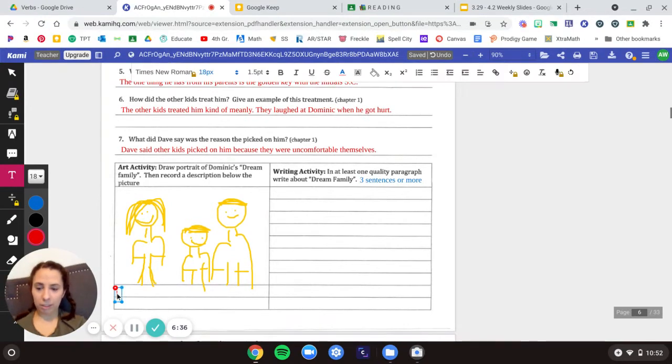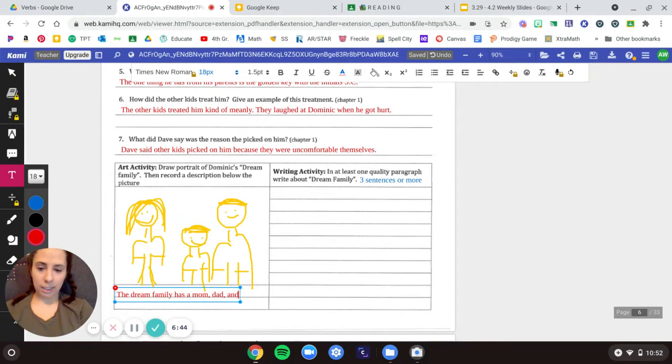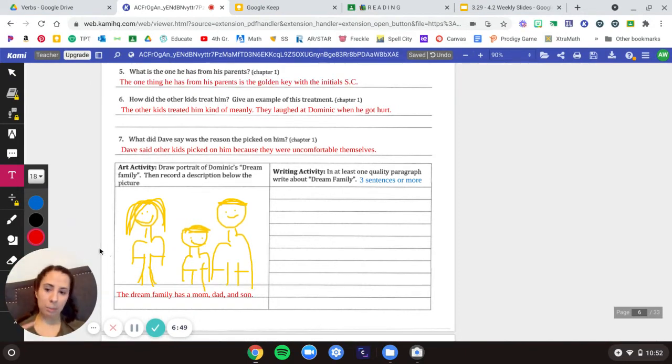A description would be something like the dream family has a mom, dad, and son. Might have had even more details. Let's look back at chapter 1 and see if we can find some of those details where Dom's telling us about his dream family.